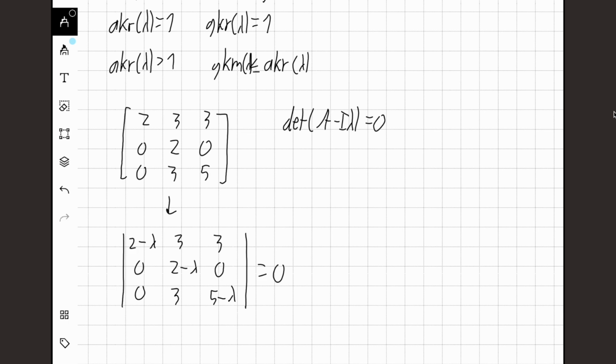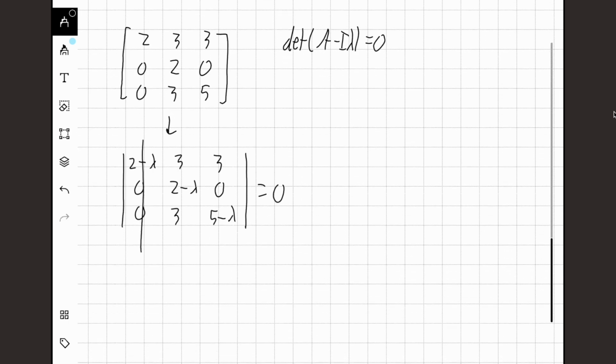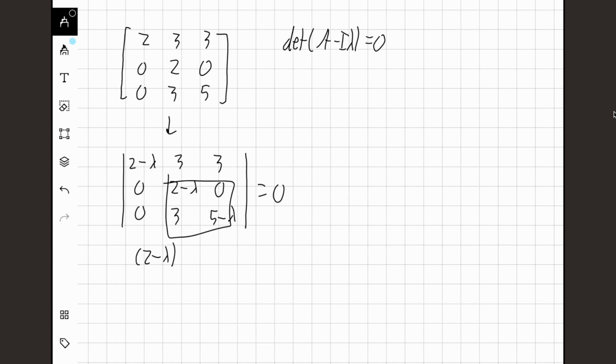Again, I'm guessing you already know how to do this. This is a 3 by 3 matrix, so we're going to expand along this line to find the determinant. Everyone has their own way of finding the determinant. This is the easiest, I think. So 2 minus lambda, and then I basically have to find the determinant of this. I forgot what this is called, but it's the most classic rule. So we have this times (2 minus lambda)(5 minus lambda) minus 3 times 0, which is just 0. So we get this over here, and this has to equal 0.